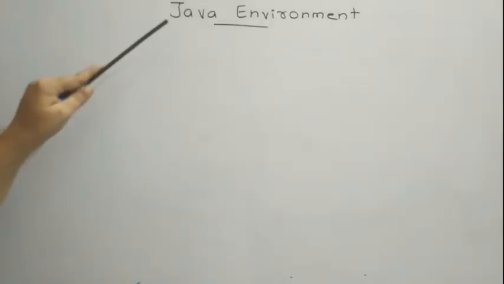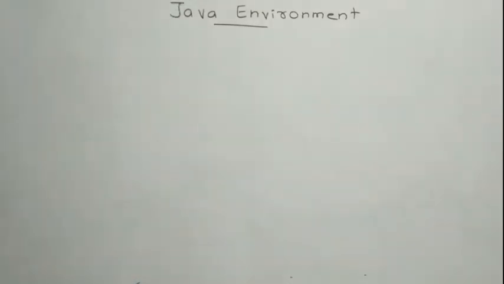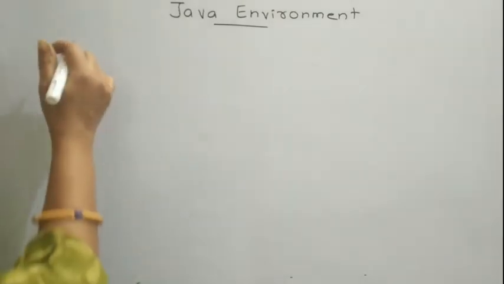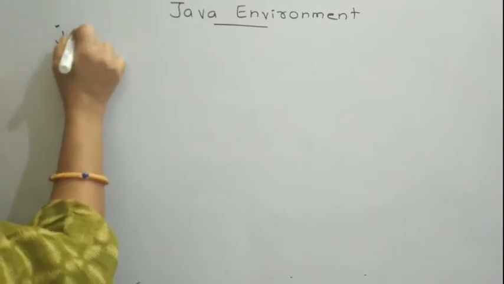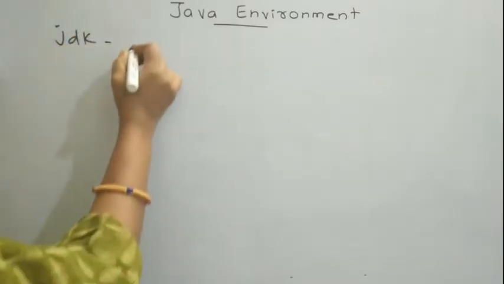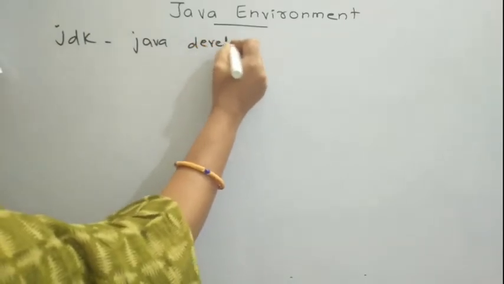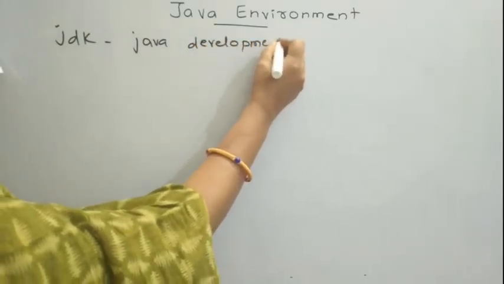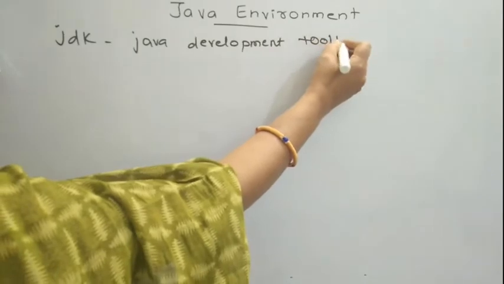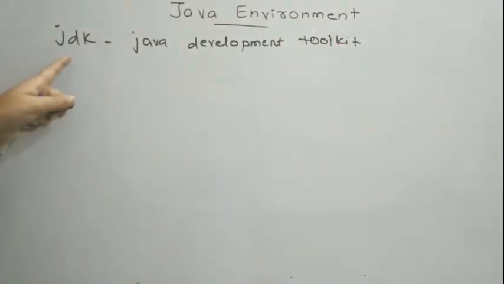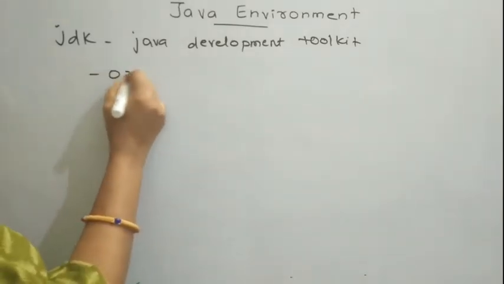In this video, we are going to discuss the Java software development environment to develop and execute our Java program. The Java environment provides JDK. JDK is Java Development Toolkit. JDK is the Java software development environment provided by Oracle Corporation.